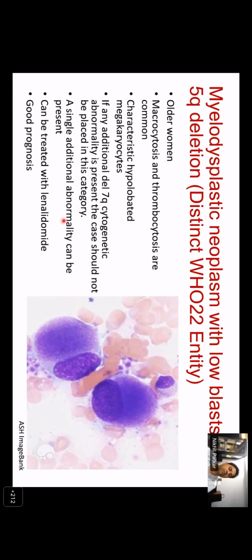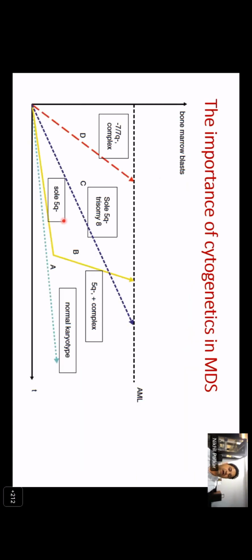One more additional chromosomal abnormality can be present, but more than that is not allowed. What is important is that they can be treated with lenalidomide, and this is one of the best forms of MDS in terms of outcome. So why is cytogenetics important? Because the natural history of MDS is that these patients go on to develop AML.